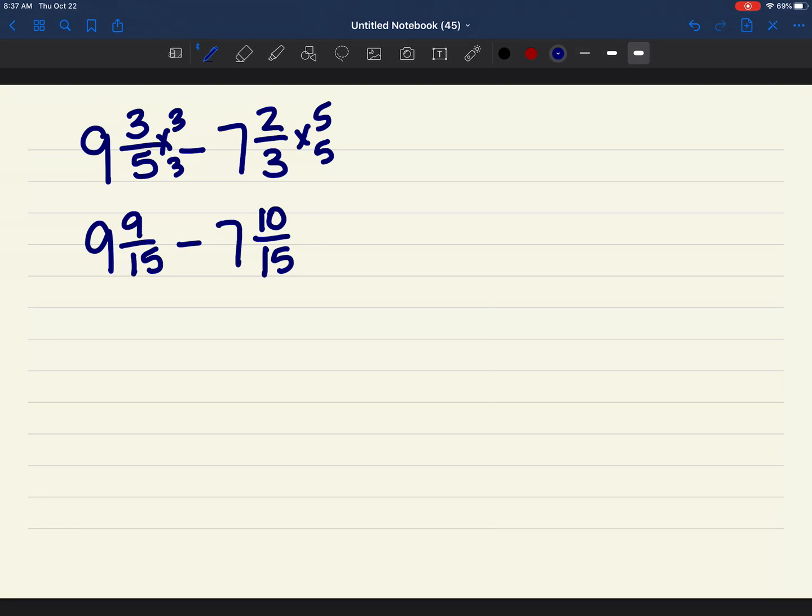Okay, so now it looks exactly like those problems we did yesterday. Can you subtract 7 from 9? Yes, you can do 9 minus 7. Can you do 9/15 minus 10/15? No. This number, the fraction has to be bigger. Okay, so we're going to borrow. So I drop the 9 to an 8, and then I add 15 to 9. What's 15 plus 9?